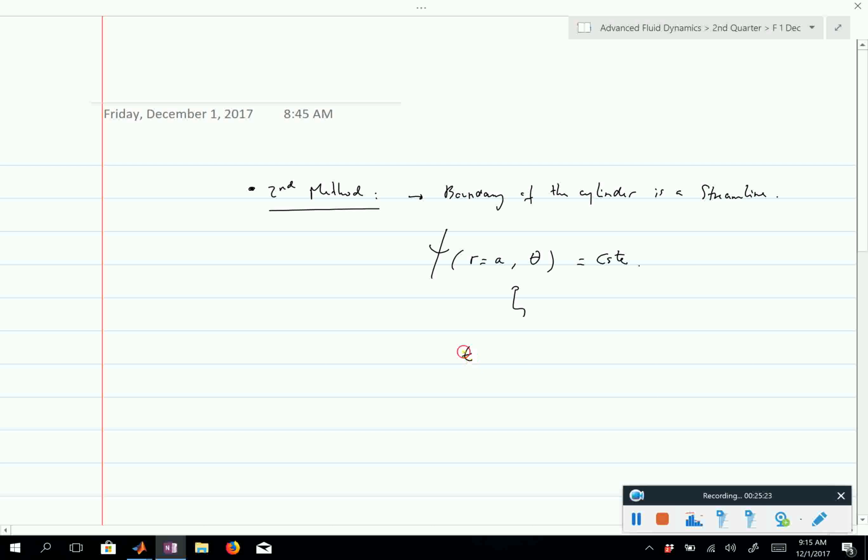This is equivalent to the no penetration boundary condition at the surface of the cylinder.